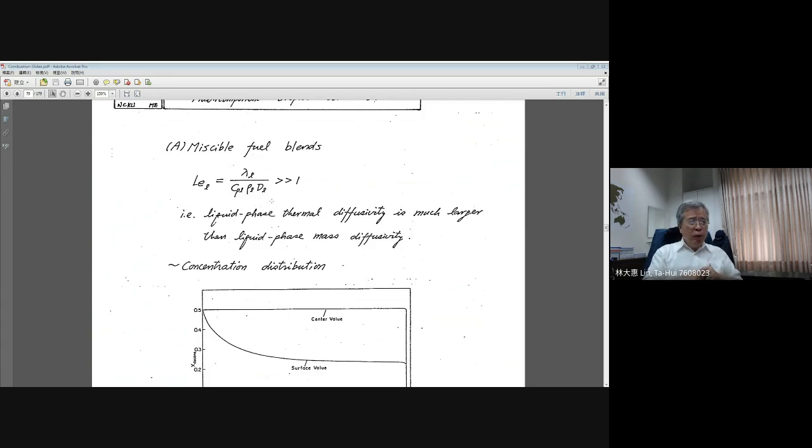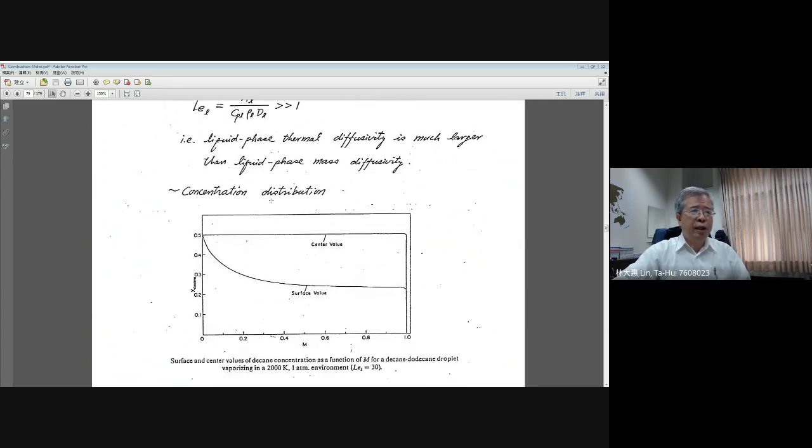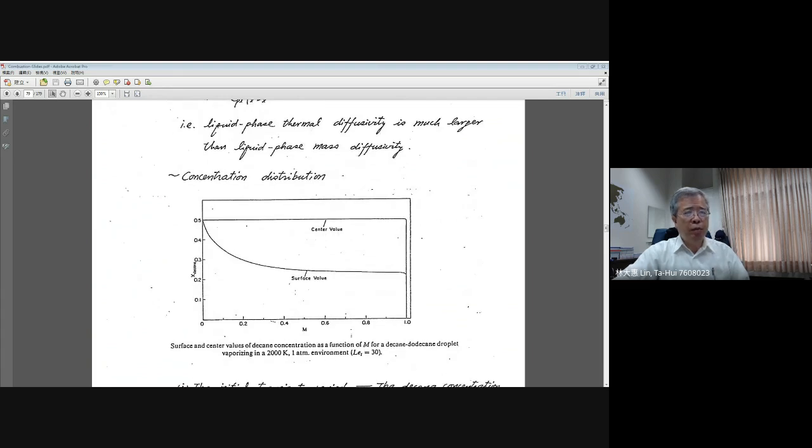Now, is this important for multi-component droplet burning? Yes, it is important too. Then you can see, let's take an example of a mixture of two liquid fuels. One is decane, the other one is dodecane. This is just a theoretical prediction to let you know the variation of concentration and the temperature inside of the droplet as this droplet is burning. Okay, and they use two components. One is decane, the other one is dodecane.